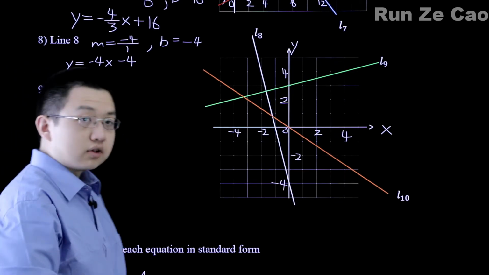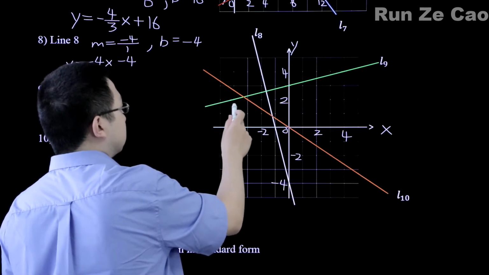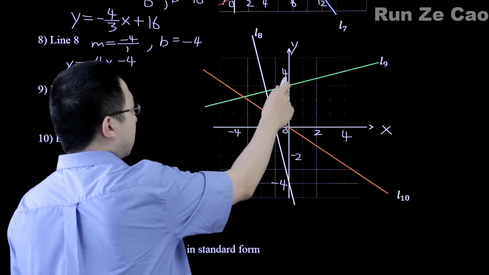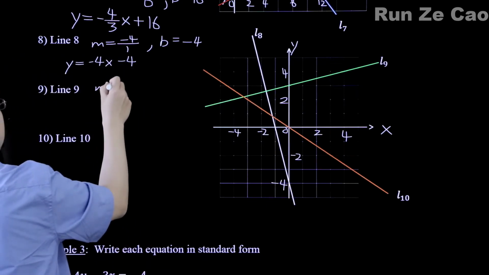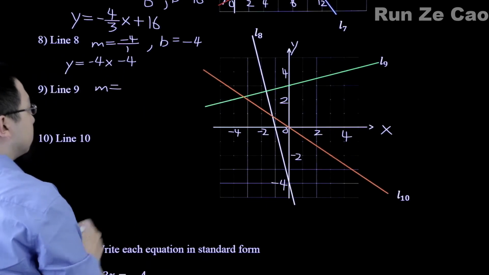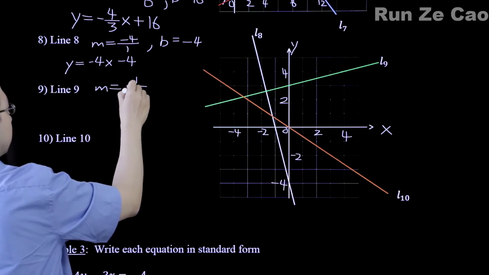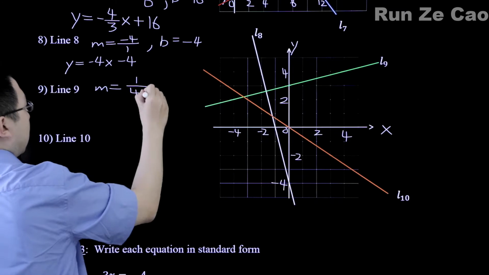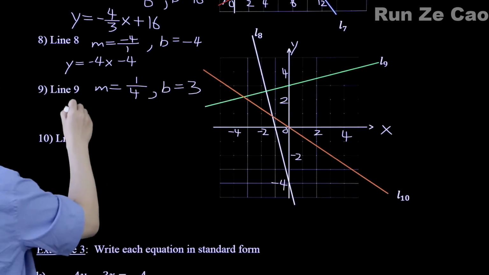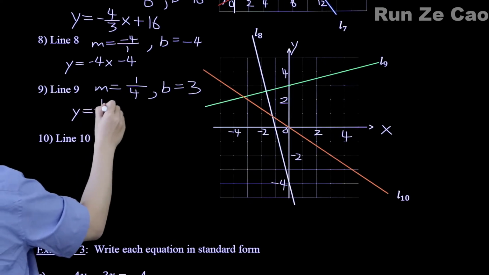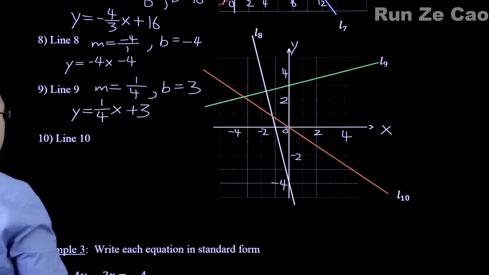And line 9. Well, here we have a positive slope, first of all. And then we notice that, oh, for every 4 units it goes across, it goes 1 unit up. So m equals 1 unit over 4 units. And b equals 3. So y equals 1 over 4, x plus 3.